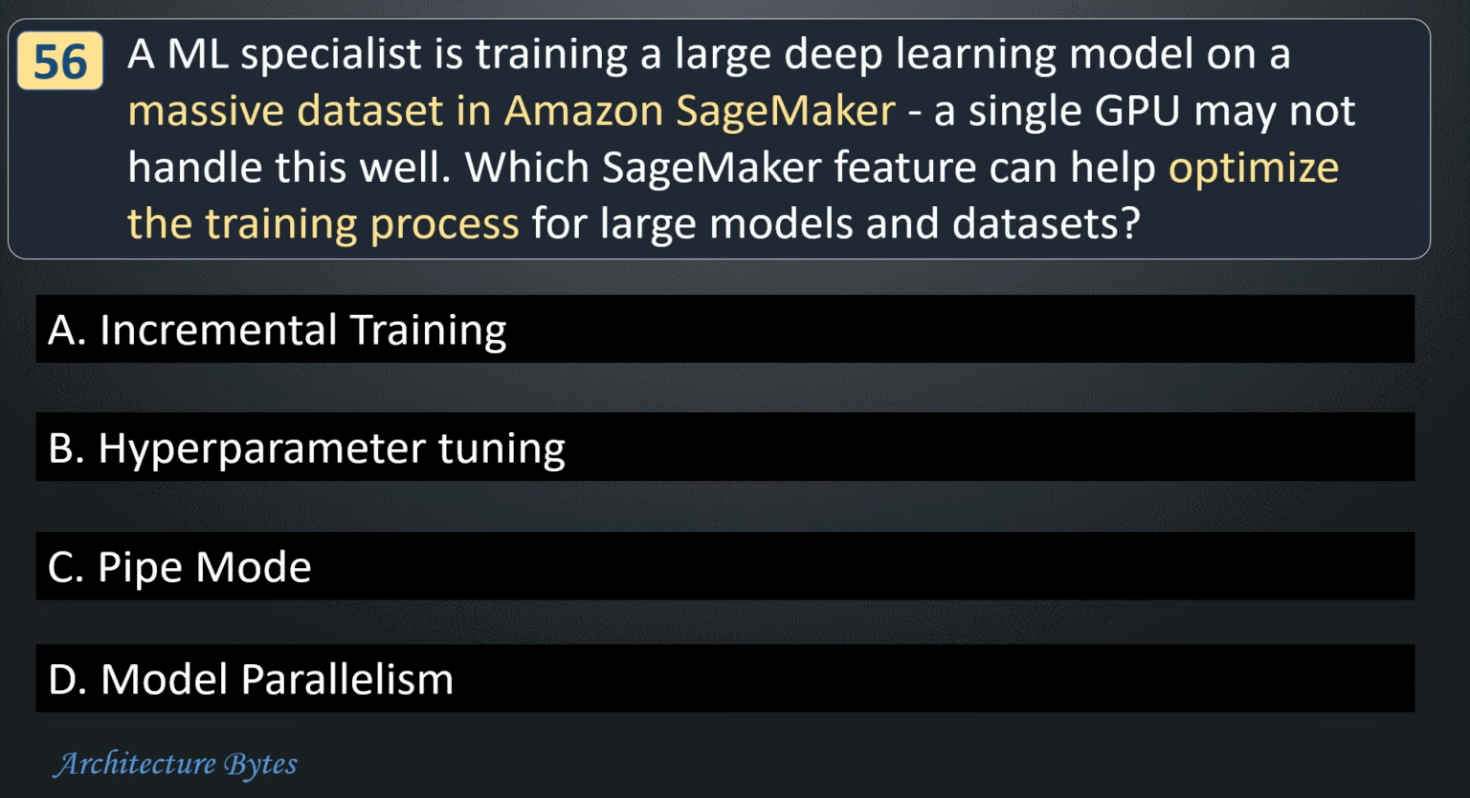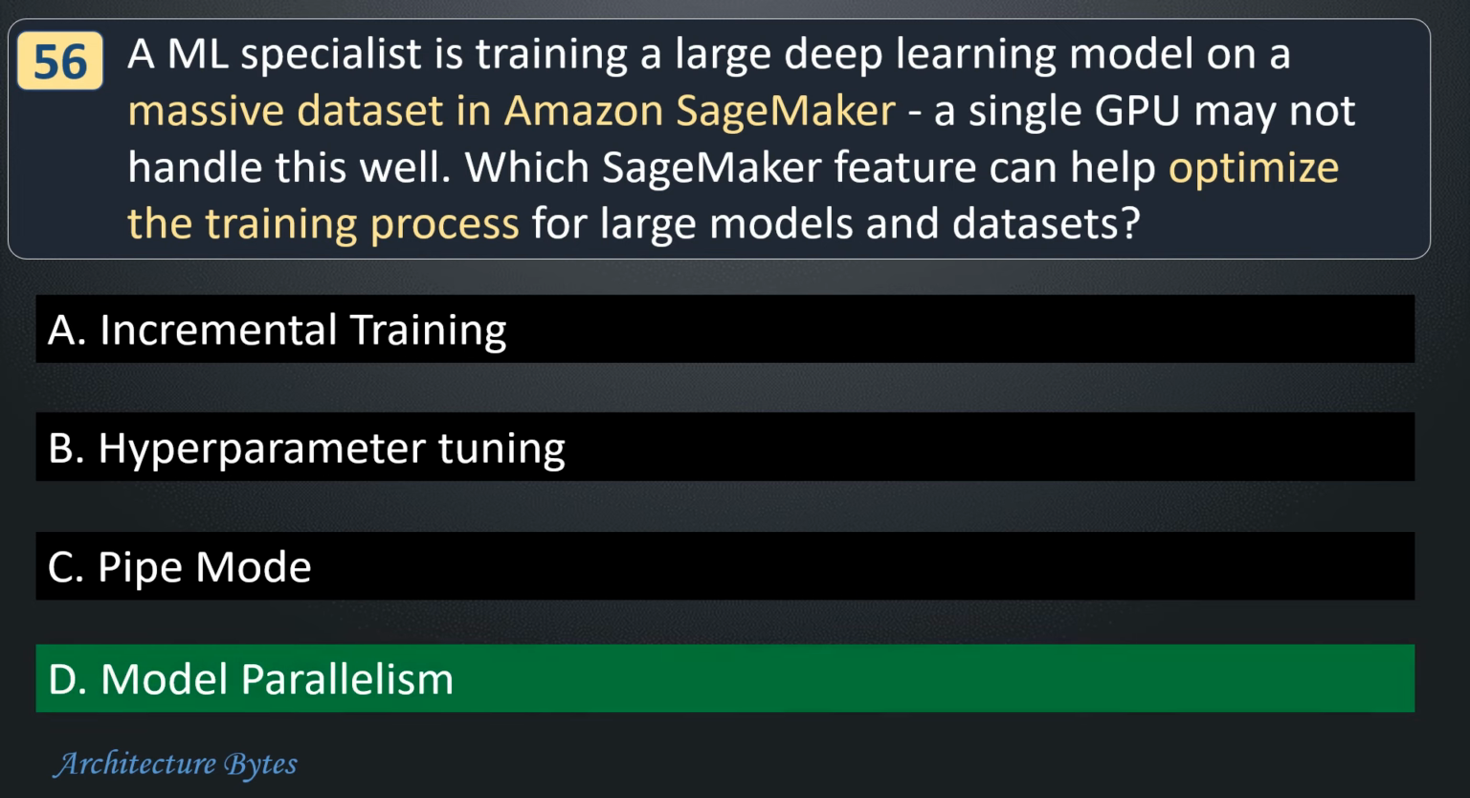A machine learning specialist is training a large deep learning model on a massive dataset in Amazon SageMaker. A single GPU may not handle this well. Which SageMaker feature can help optimize the training process for large models and datasets? Option A, incremental training, B, hyperparameter tuning, C, pipe mode, or D, model parallelism.